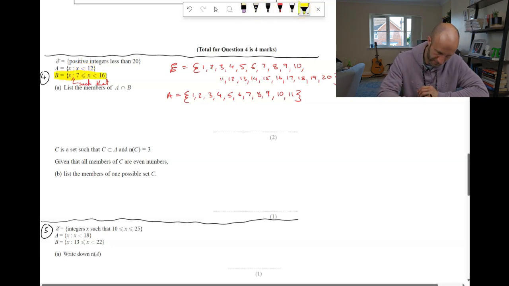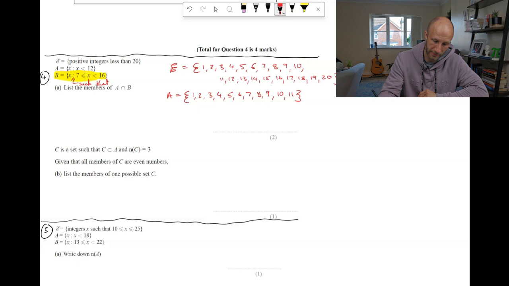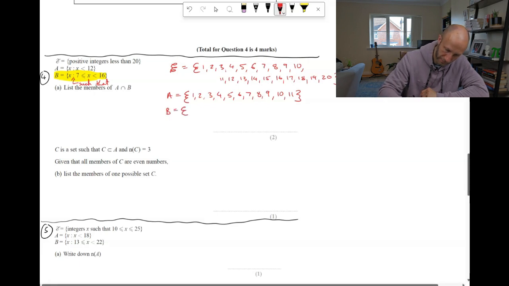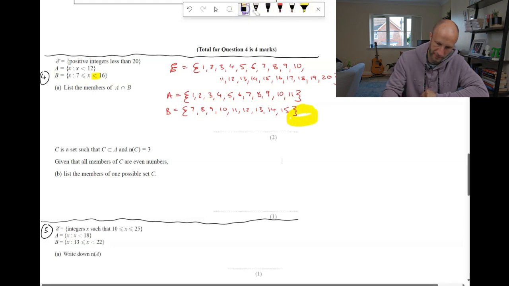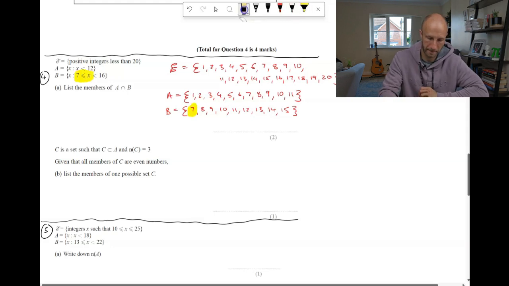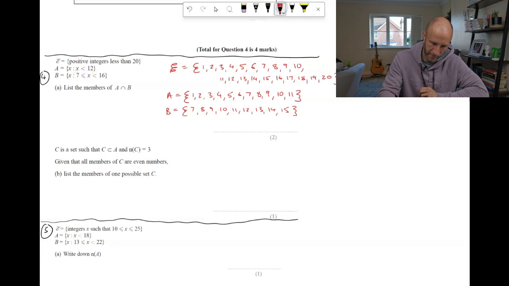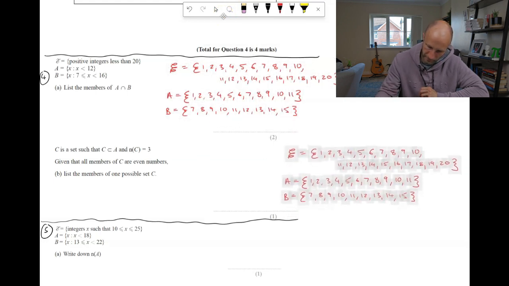B is the set of elements x such that x lies between 7 and 16, including 7. So B will be 7, 8, 9, 10, all the way up to 16. But we can't include 16 because of the strict inequality. So the colon means such that, and the strictness of the inequality means I don't have 16 here. I've left it out. But the equal to inequality here means I can take the 7 there. And then from here, I just have to put all this information into practice.